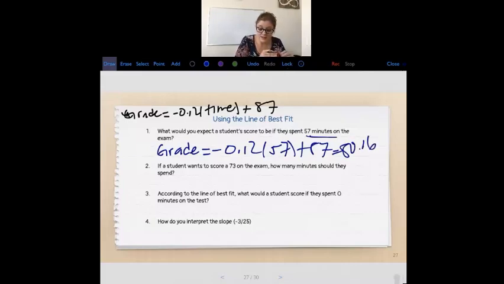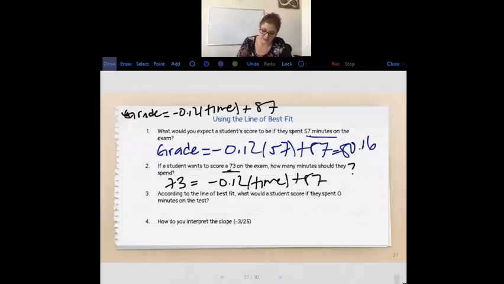If a student wants to score a 73 on the exam, how many minutes should they spend? So we know the grade that they want. We're looking for time. So you plug 73 in for grade and solve for time. So this goes back to solving equations. I believe this comes to 116.67 minutes.